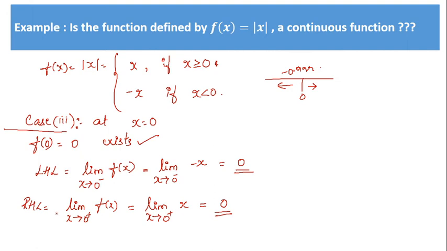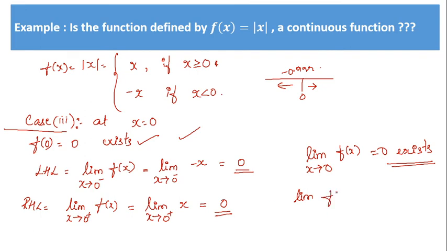So what does that mean? If left hand limit and right hand limit are equal, what does that mean, students? It means the limit exists. So what is the limiting value as x tends to 0? It is nothing but 0. And 0 is a finite value, so this limit exists. Okay, so the first two conditions are satisfied. So you have to check the third. You can see that both the values are equal. So limit of f of x as x tends to 0 is equal to f of 0.